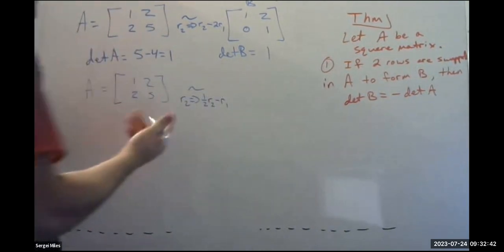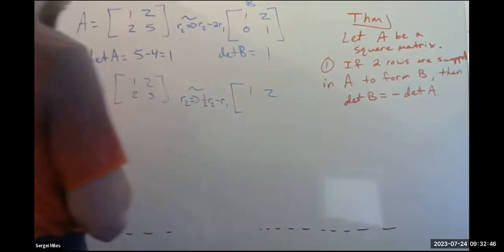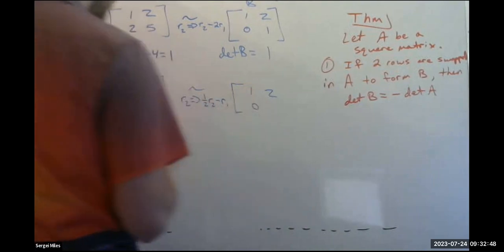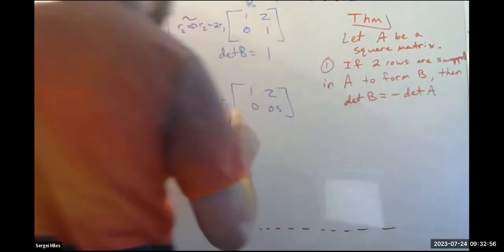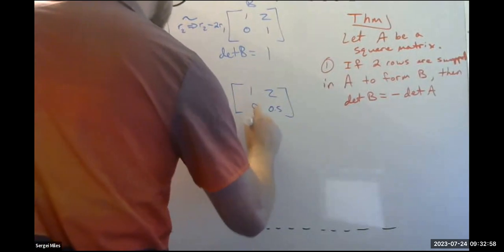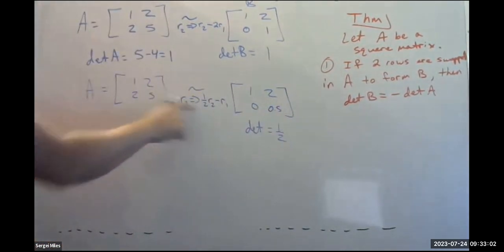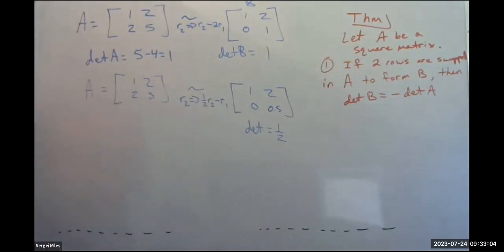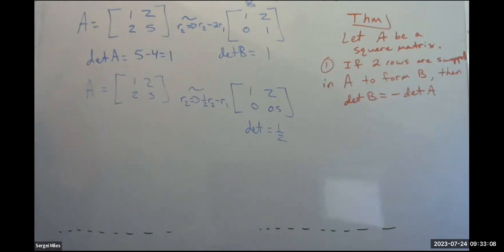And sure, this is a row reduction you could do, but notice what happens. I get my 0 there, but now I have a half of 5 is 2.5 minus 2. I now got 0.5. What happened? This new matrix now has a determinant of 1/2. This row operation changed the determinant, while this row operation did not change the determinant.